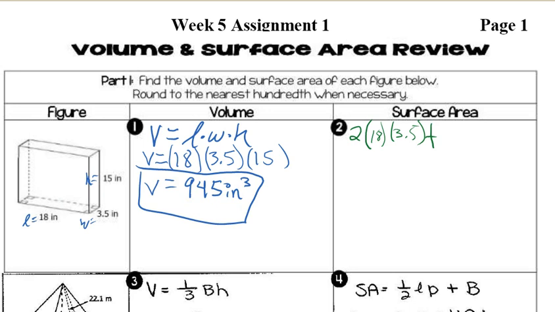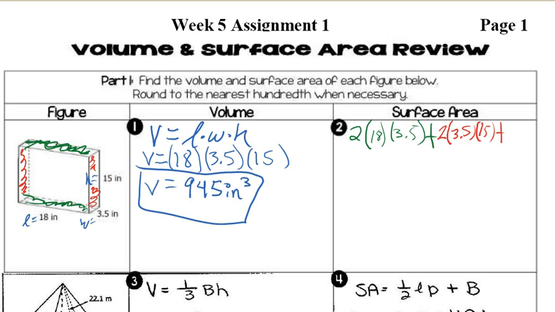Now, let me just color code it for you. Now we're going to have 2 of this one and this one. So we're going to have these 2 now. So this one is going to be 2 times width times height. So let's just do 3.5 times 15. And then we have one more set, right? So let me get the green back again so you can see. This green's here. That's where it's coming from.